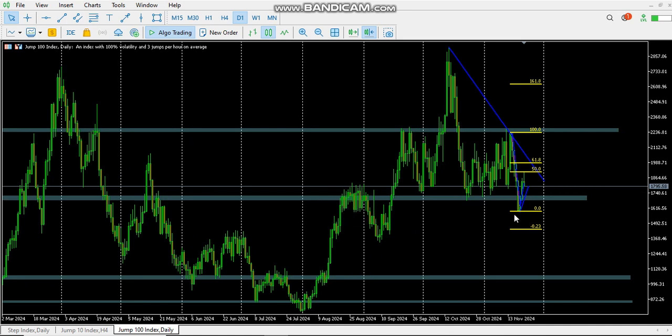So now on our daily time frame, what should we be looking for after marking out our major zones, our key levels? On our daily time frame, we should look at our immediate trend.